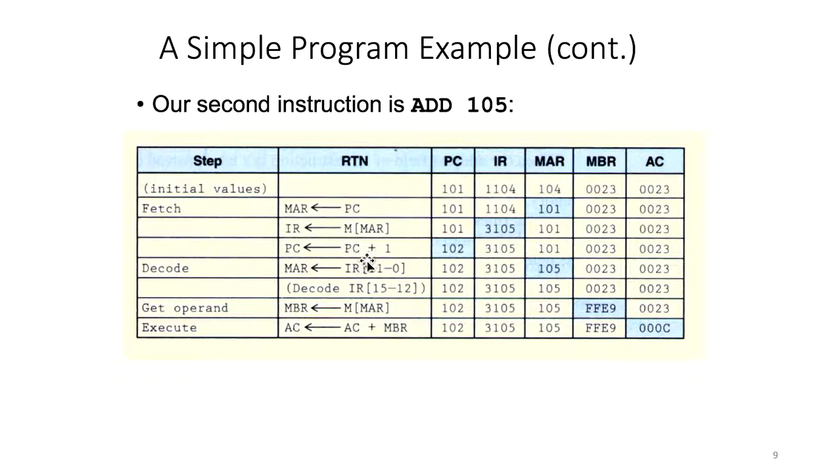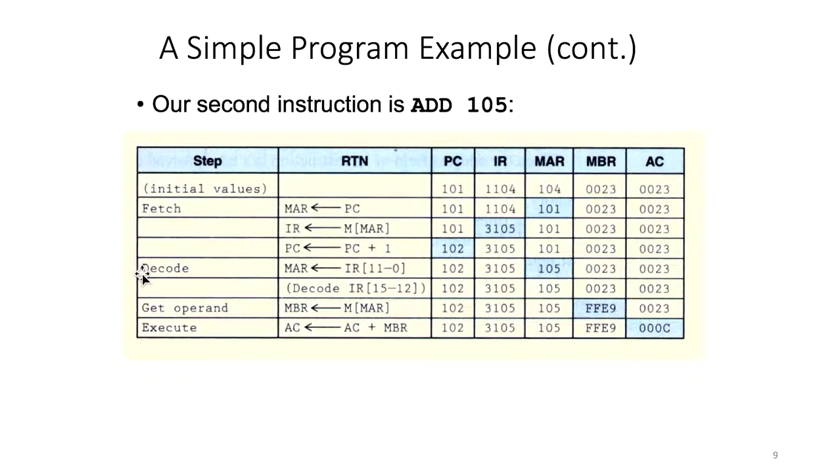Okay, and the next step is that the program counter will be increased by 1. So PC equals PC plus 1. So now the value of PC is 102. Okay, all other values are the same.